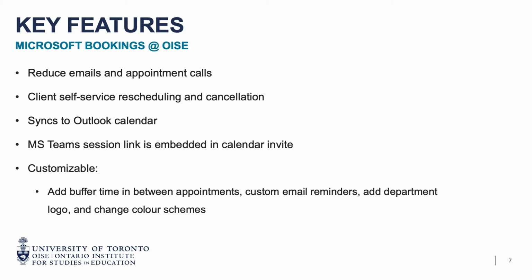And there is, number four, an MS Teams session link that is embedded in the calendar invite. So you don't have to select whether it's Skype, which is the built-in tool in our Outlook calendar, or MS Teams. It's readily available. And once you turn on the feature for online sessions, it automatically syncs and links to your MS Teams. And lastly, it's customizable.